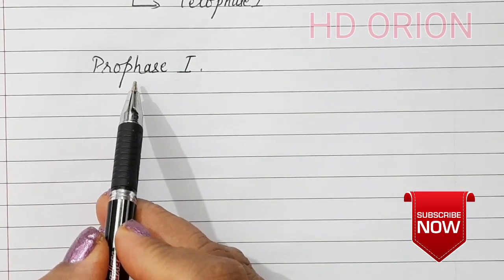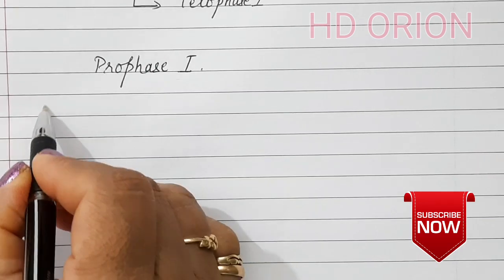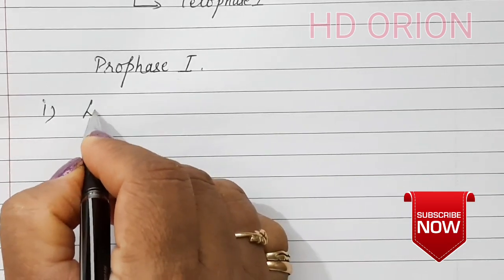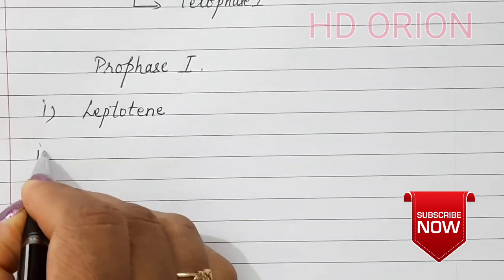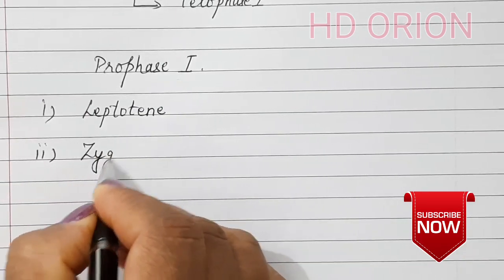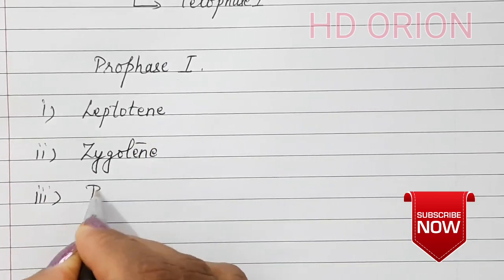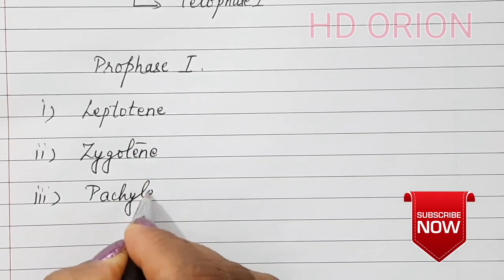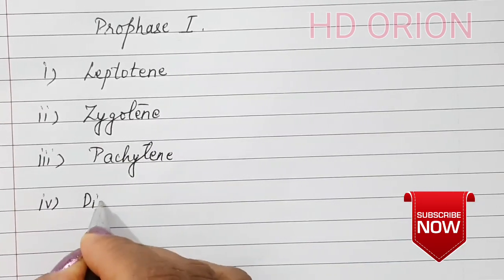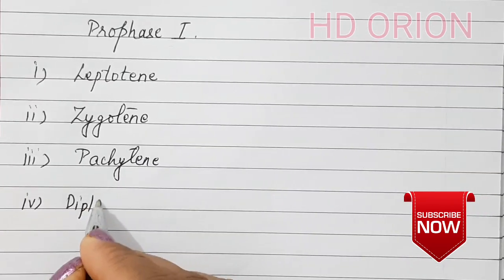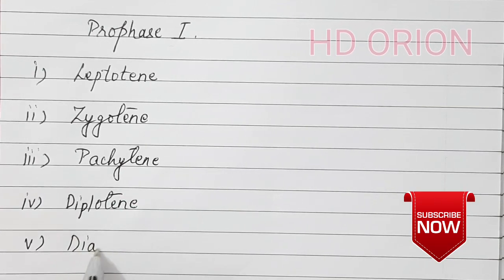Prophase 1 is the first phase of karyokinesis of meiosis 1, which is exceptionally long because it is further divided into 5 substages: leptotene, zygotene, pachytene, diplotene, and diakinesis.